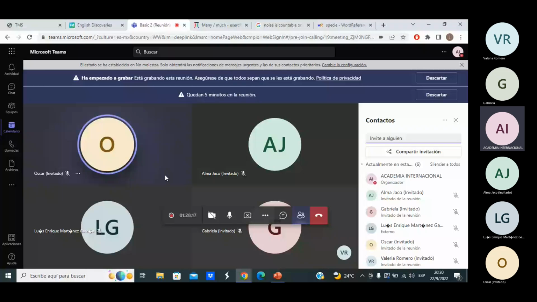Okay, if everything is clear, I think that it's all for today. And thank you so much for joining, right? And I think that we are going to have another session this week because we need to practice more about these quantifiers. Creo que no sé si pueden el sábado.